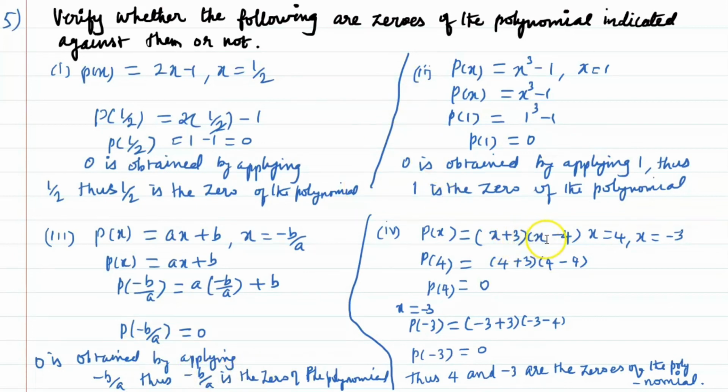So last fourth question, p of x is equal to x plus 3 into x minus 4. Here what they have given is x is equal to 4, x is equal to minus 3. So substituting 4, we get 4 plus 3, 4 minus 4. So 4 plus 3, and 4 minus 4 becomes 0. 7 multiplied by 0 is 0. So x is equal to minus 3, we substitute. So minus 3 plus 3, that also gives 0. So thus 4 and minus 3 are the zeros of the polynomial.